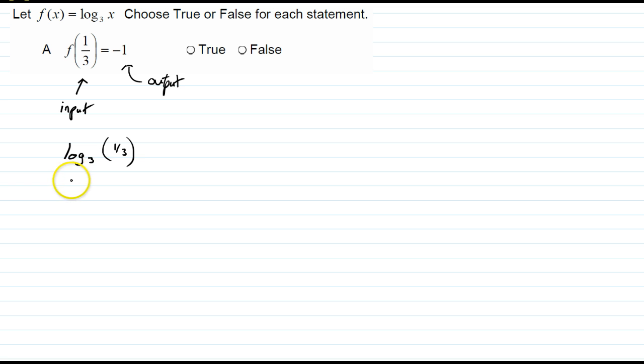answer. And so what we're going to do is we're going to rewrite the 1/3, and so this is going to become log base 3. And so a different way to write 1/3 so that it equals a base 3 is going to be 3 to the -1. And so now we have these being the same, the 3 and 3, and so that means that this output is -1, and so this would be an example of true.